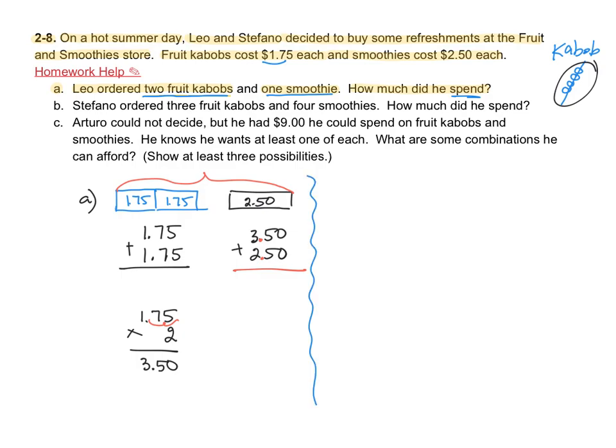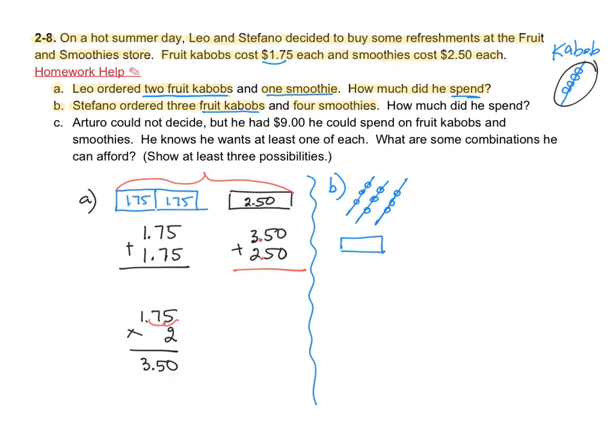Okay, so for letter B, Stefano ordered 3 fruit kebabs and 4 smoothies. I hope they have friends to give those to, because that's too many, right? Okay, so they're probably giving them to their families. So right now, I know it's 3. So if I do a visual, I could do a diagram. So I'm doing letter B. I could do a visual of those 3 fruit kebabs like that, or I could do the diagram. But each of them, I know, costs $1.75.